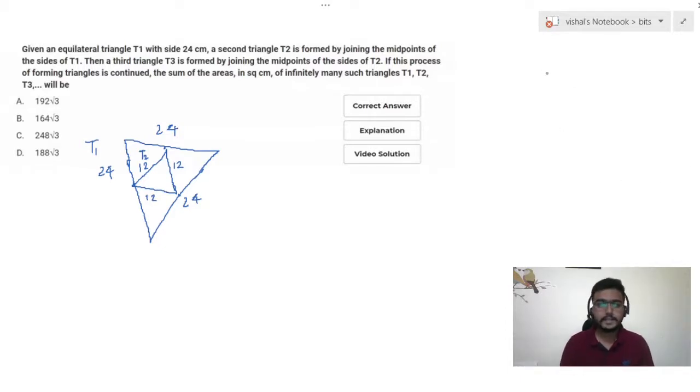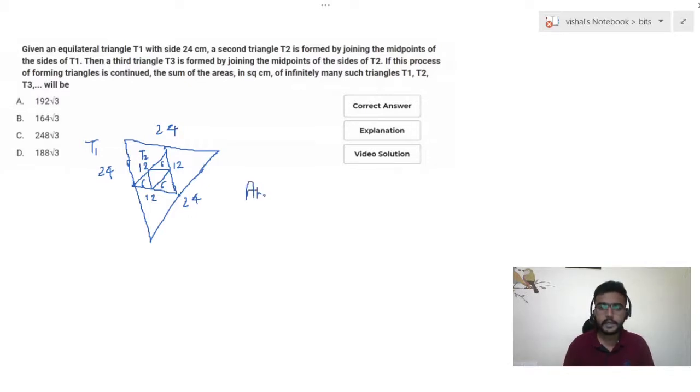The next thing, the third triangle T3 is formed by joining the midpoints of the sides of T2. Then the same procedure is followed, and we can draw another triangle T3 by joining the midpoints of triangle T2, and the side will be 6 centimeter. And this process is continued. We need the sum of the areas in square centimeter of infinitely many such triangles T1 to Tn. That means you can analyze here, you can calculate the area of triangle 1.